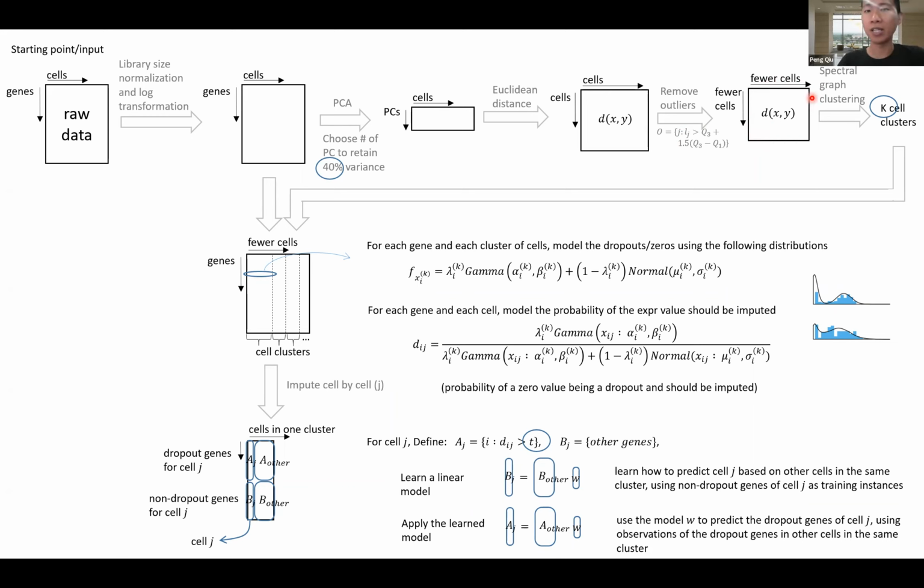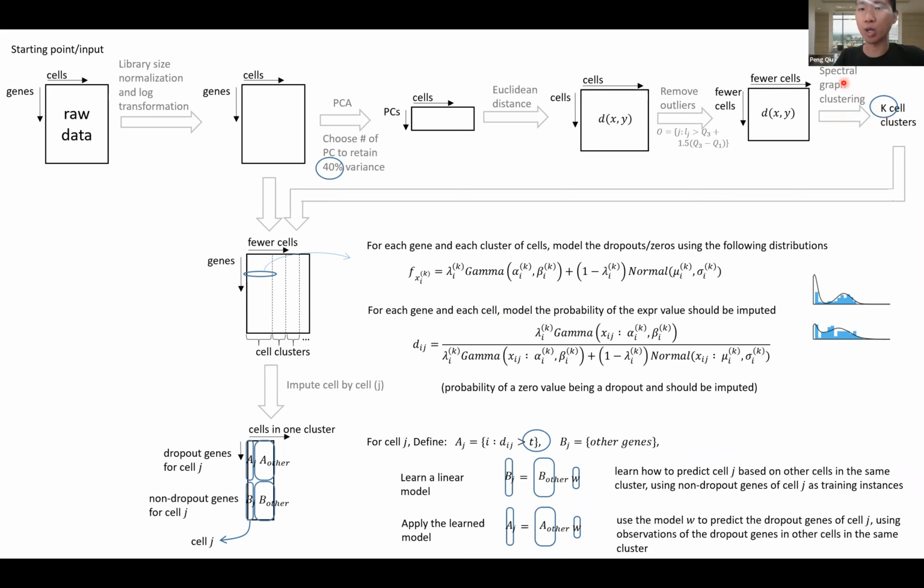And what they did was they just took this distance matrix and then applied the spectral graph partitioning algorithm we discussed to obtain K cell clusters. So this number of clusters is something that they specify. This is something that we need to specify if we want to use this algorithm.